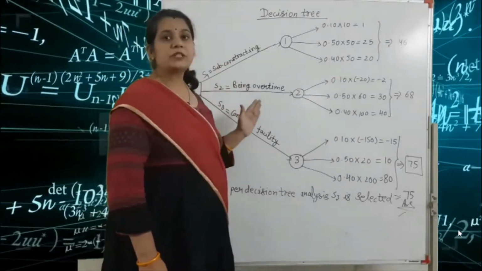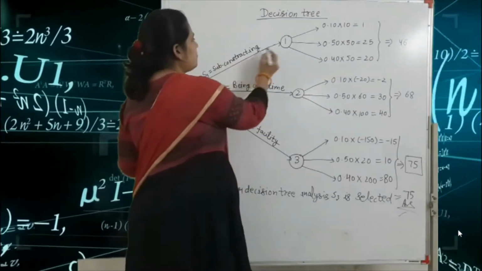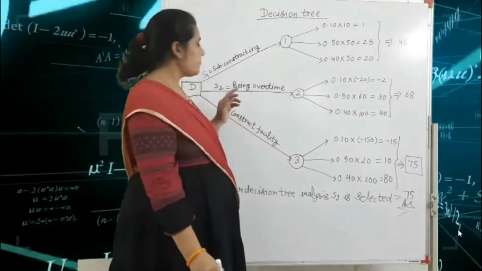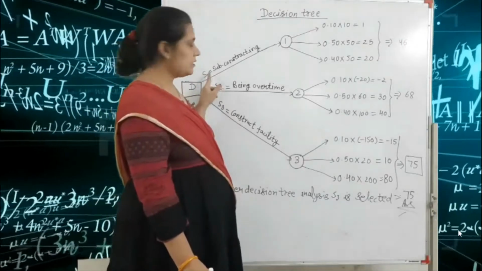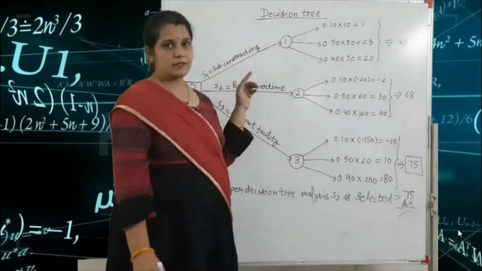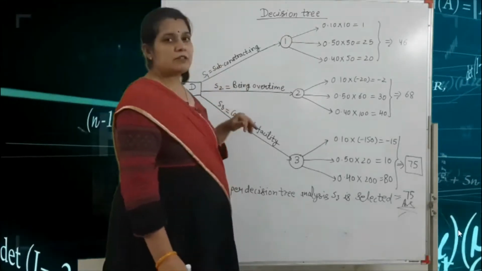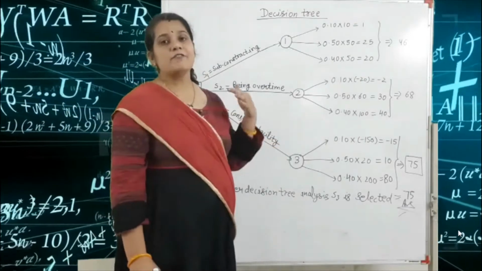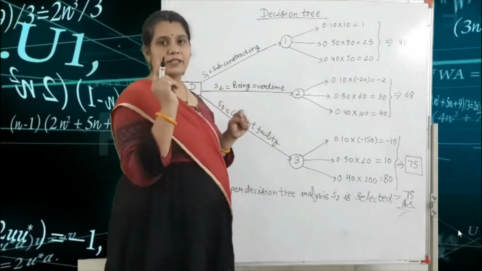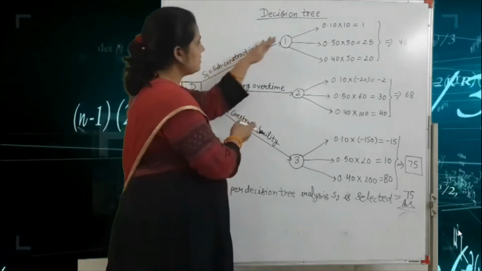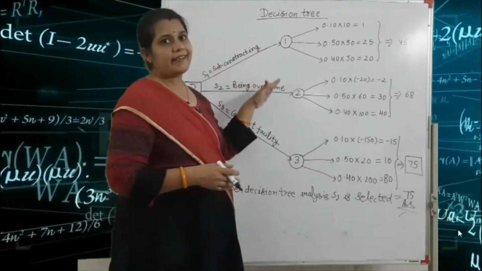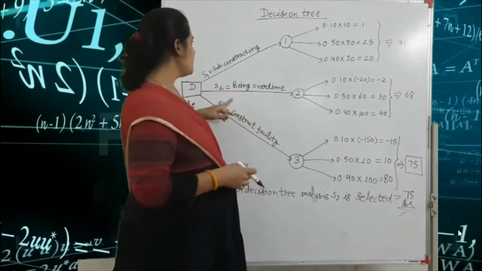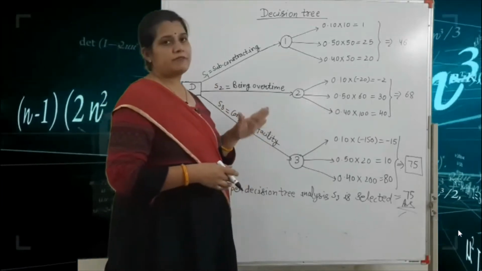Here we have the three alternatives. So we write here first alternative, second alternative and third alternative. Okay, so first alternative is S1, so S1 is equal to subcontracting. S2 is equal to being overtime, and S3 alternative is construct facility. Okay, so first we take one node. After that we write here the three other nodes, just like the leaves. So S1 subcontracting, S2 being overtime, and S3 is equal to construct facility.